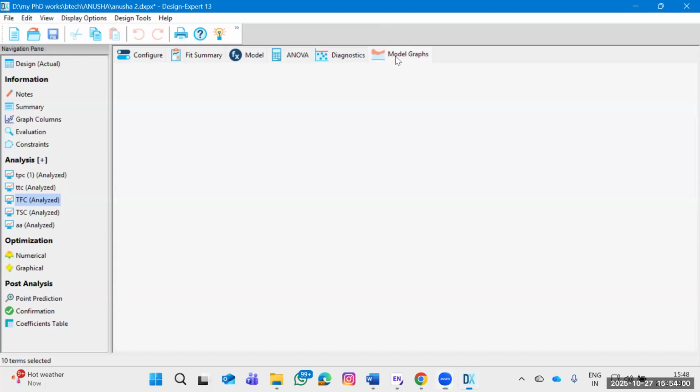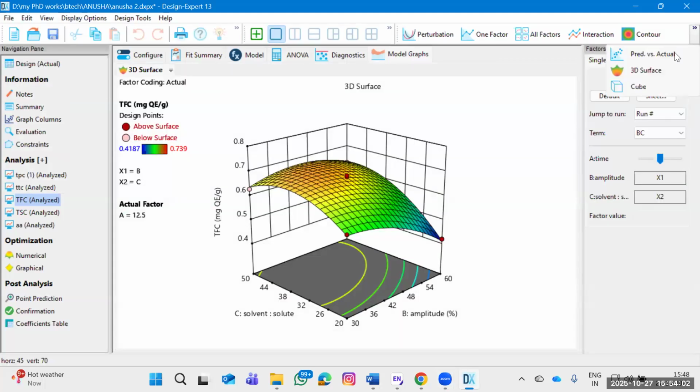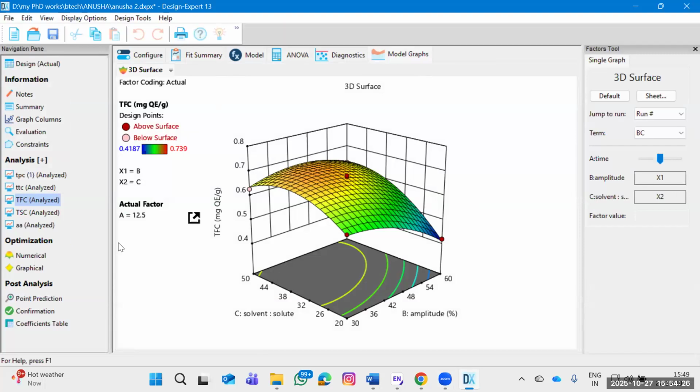Lastly, we'll sum up with the model graphs. These are the 3D model graphs we have seen for the TPC, the phenolic compound, and from that we'll check how the interactive term is affecting each response significantly or non-significantly. Then we'll go for the optimization.